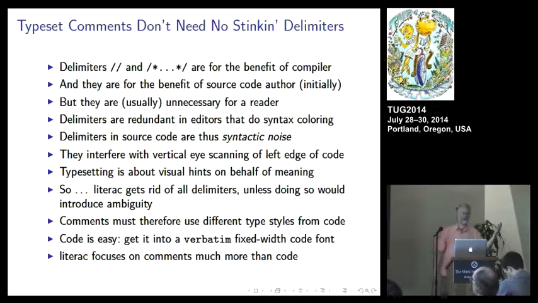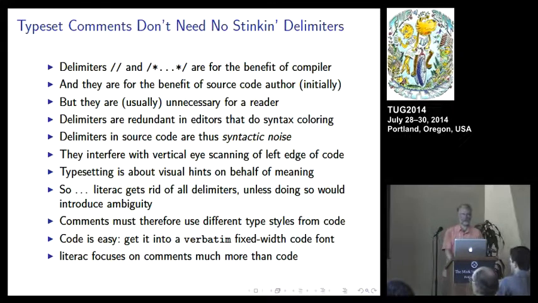So comment delimiters are for the benefit of your compiler, and they're for your benefit when you're the source code author, but only once. After that, they're a pain. They get in the way of reading. I just can't stand them. So I want to get rid of them because they're just syntactic noise, and when you have a syntax coloring editor, you don't need them technically, and I glean a lot of information by scanning the left side of my code. I don't want to see all this stuff there.